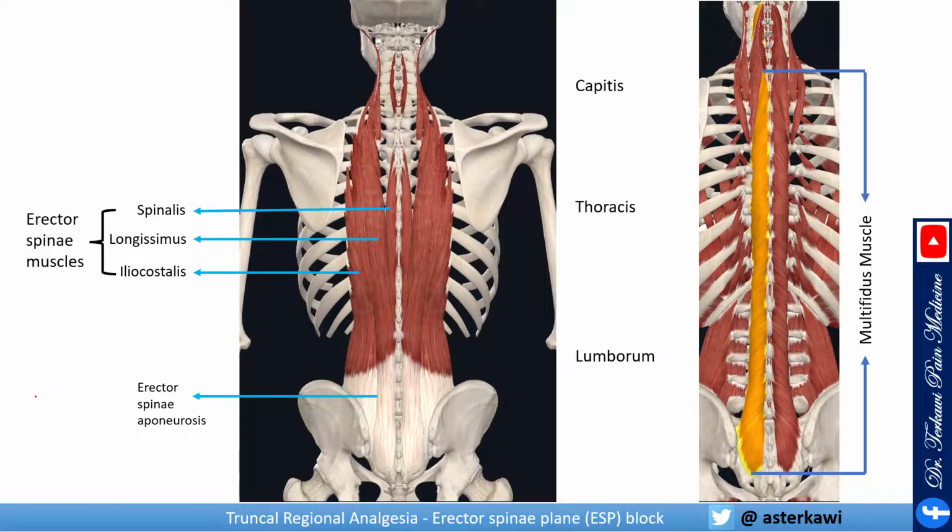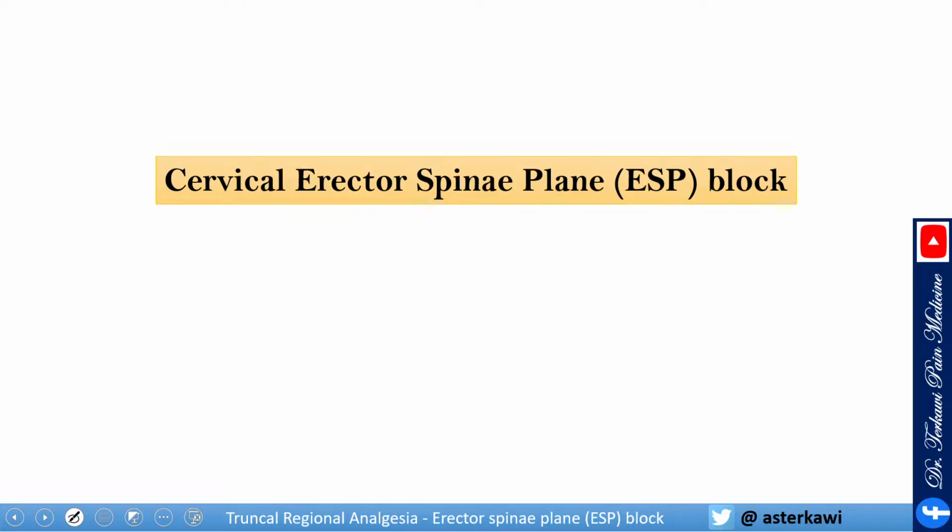And the way this muscle is named, the neck obviously is capitis, the chest is the thoracis, and the lumbar is lumborum. So you will see the same muscle changing its name based on the region. So in the neck, you will see spinalis capitis or semispinalis capitis. In the thoracic, you will see spinalis thoracis, and etc. Now, let's start with the cervical erector spinae plane block.